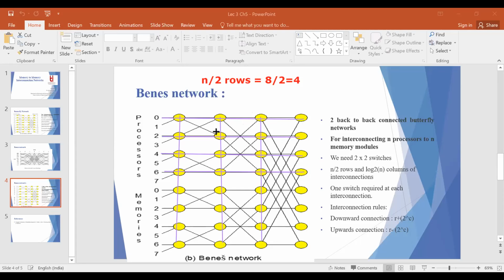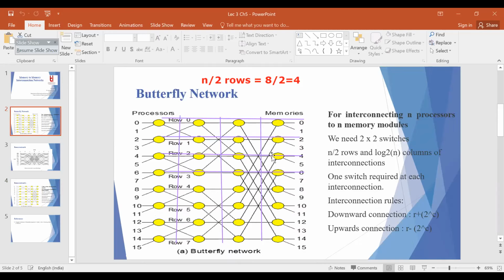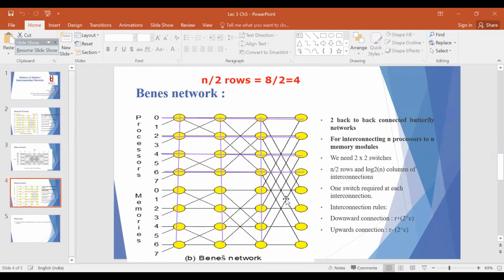See, when we talk about the Benes network, it is a little different from the butterfly network. For a butterfly network, we directly had this kind of a scenario, wherein for 16 memory modules and 16 processors, we just required n by 2 rows and log base 2 of n as the number of columns. But here, the Benes network is a back to back connected butterfly network. This means if I have taken 3 columns, one extra column is required for an inversion connection also.